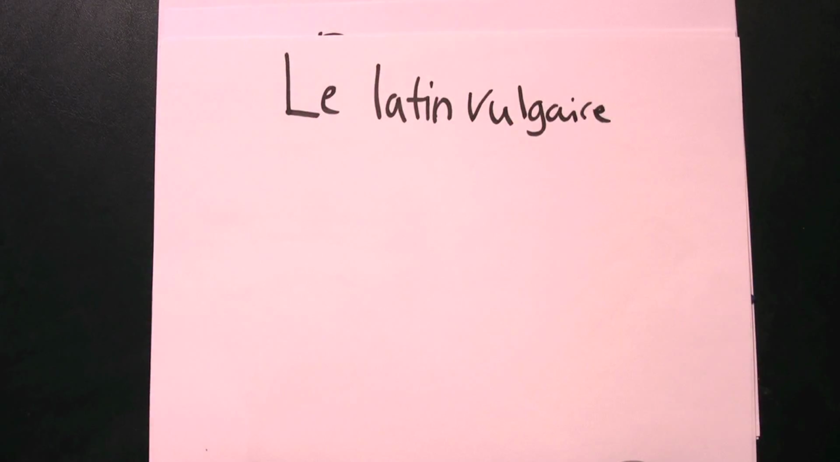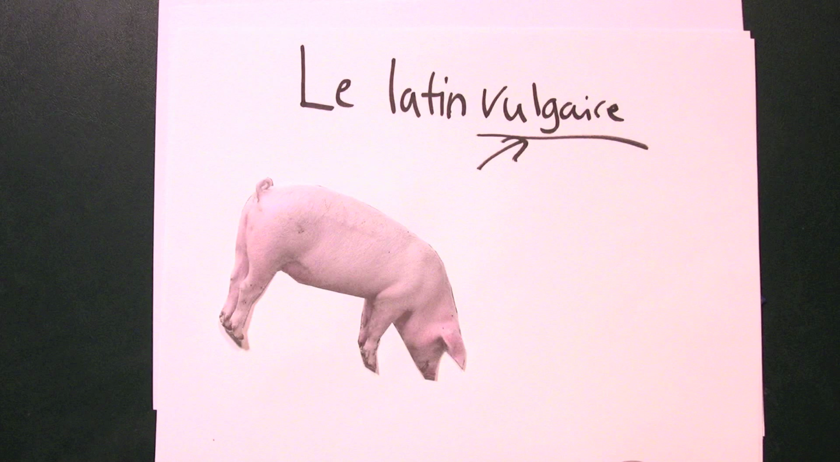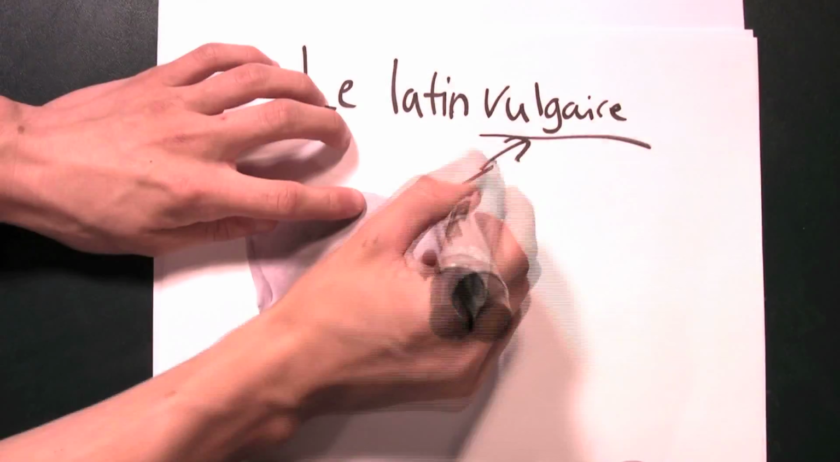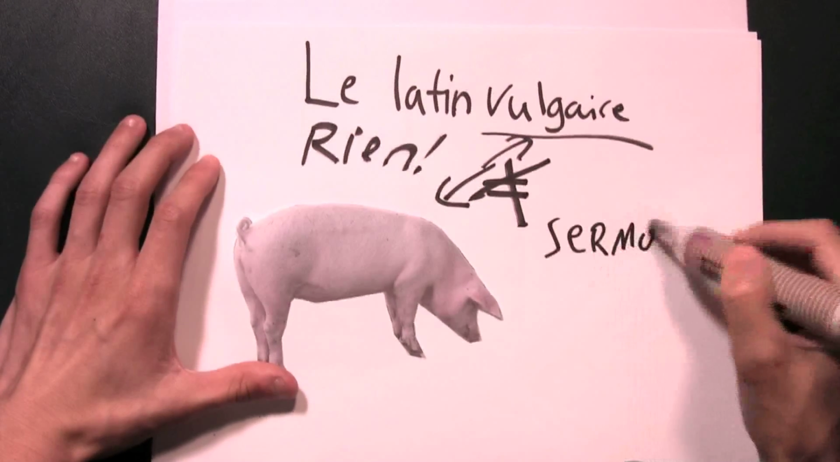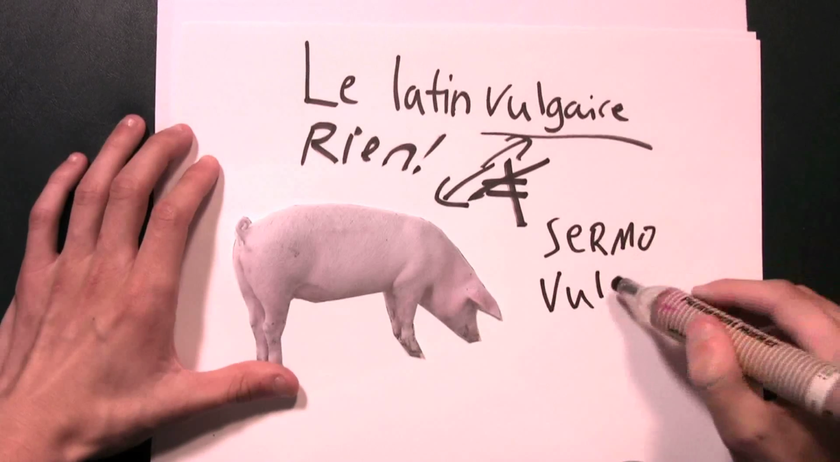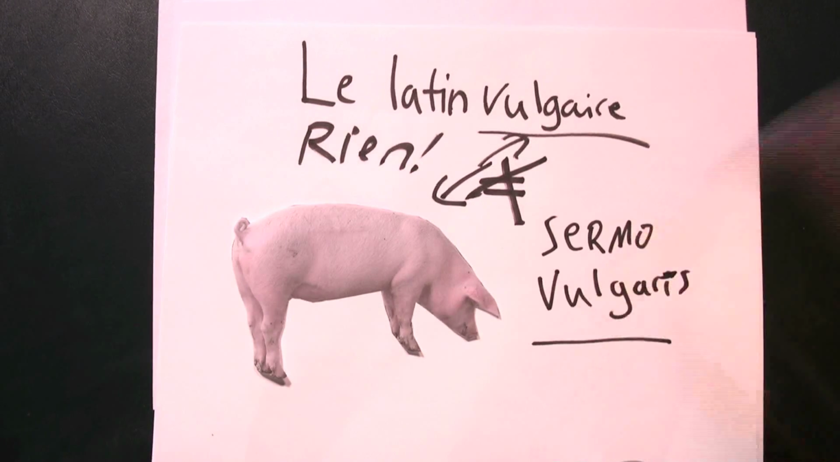Now, okay, so when I say Vulgar Latin, I don't mean that it was full of fart jokes. I mean that, okay, so here's a pig. That this joke makes more sense in the French dub, because, anyway. It comes from the word sermo vulgaris, which means the language of the common people. Oh, thank you for dotting that I.